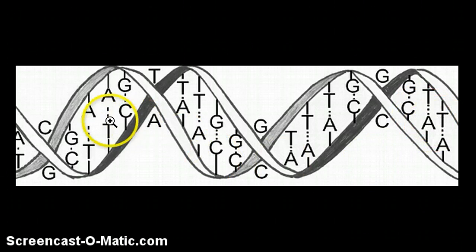The other thing I want you to notice is that it's twisted. It's not just two straight strands that are attached to one another, and sometimes I might draw it that way, but in general it's also twisted. So it's double, meaning it has the two strands, and it's a helix, and helix means it's twisted.